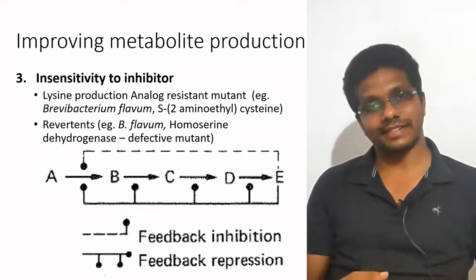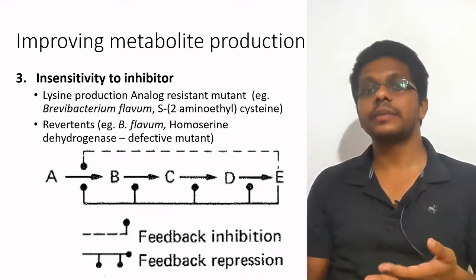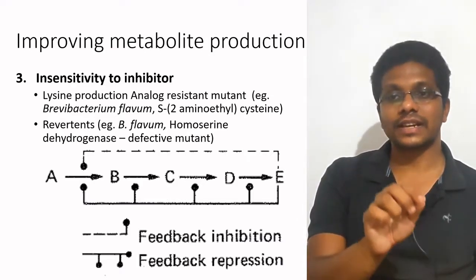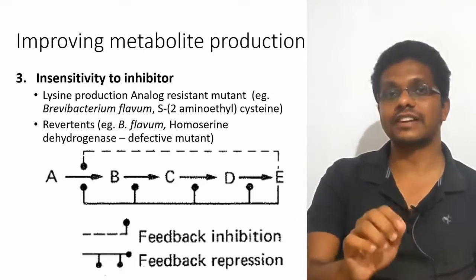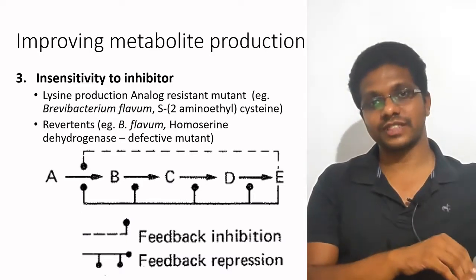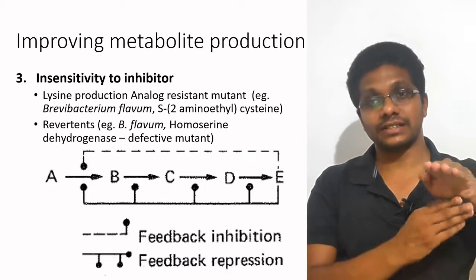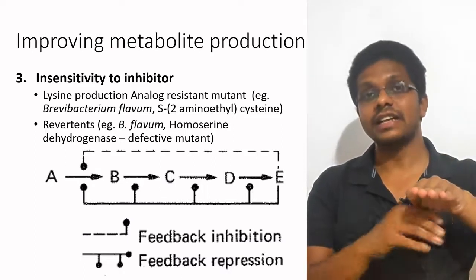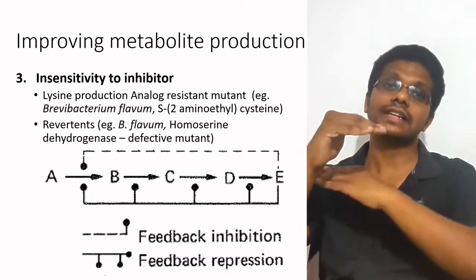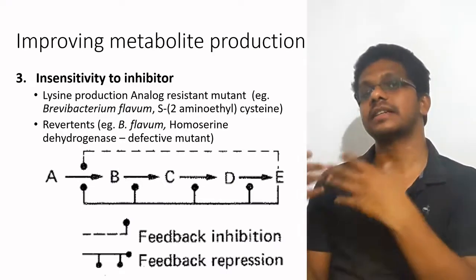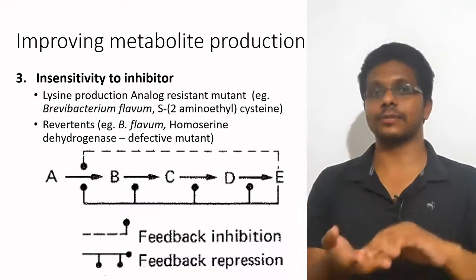And we will take these bacteria, the mutants, and mutate them again to get homoserine dehydrogenase functional mutants. So at the first stage we look for the homoserine dehydrogenase negative, defective bacteria. We mutated it again and isolated homoserine dehydrogenase positive bacteria. This type of bacteria is called the revertants. They have reversed the mutation.